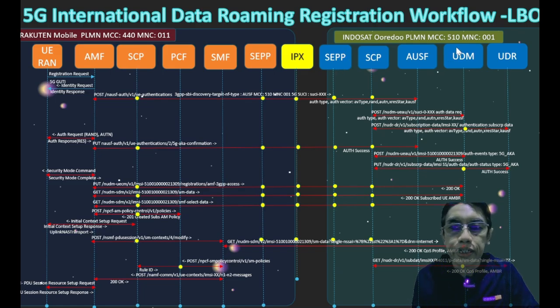On the other hand, in the home PLMN, we must have the SEPP pod, SCP pod, the authentication server function, the UDM, and the UDR pod. This is the minimum pod requirements to be able to do this simulation.